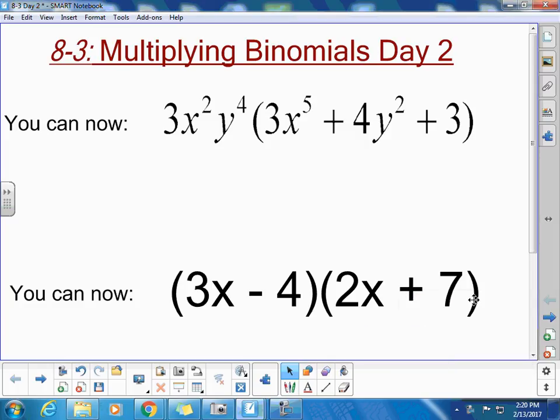Okay, so 8-3 day 2. By now, we know that we can multiply a monomial by anything, by a polynomial, and we've multiplied binomials times binomials. But let's do them and make sure we remember how. So you should put me on pause and see if you remember how to do this.